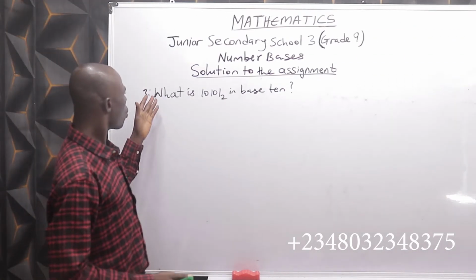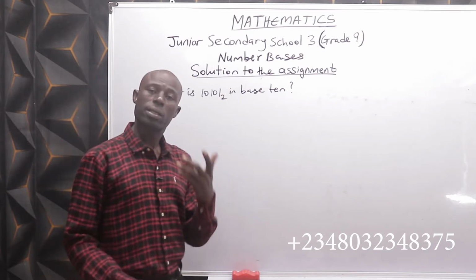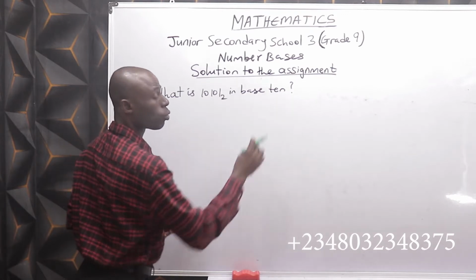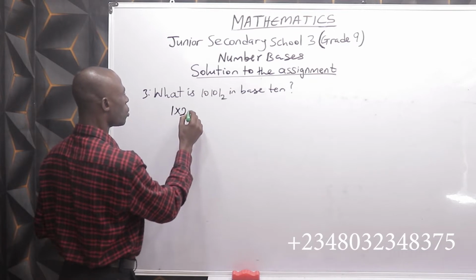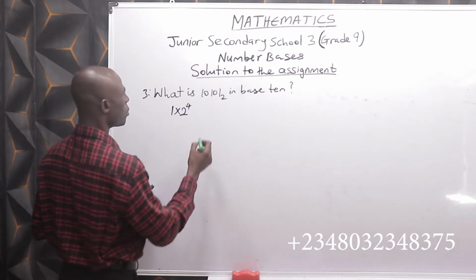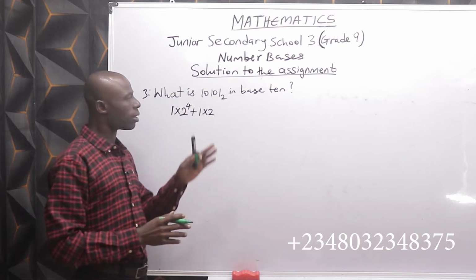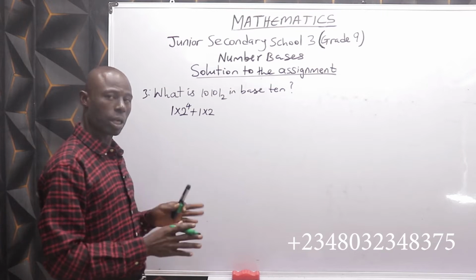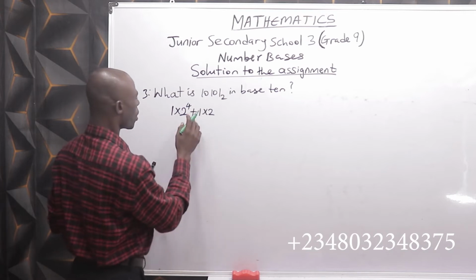Question 3. What is 10101 base 2 in base 10? This number is in base 2. We have to convert it to base 10. As usual, we have 1 times 2 raised to power 4. Plus 1 times 2. I want to skip 0. In question 2, I didn't skip 0 deliberately. Here I want to skip the zeros.